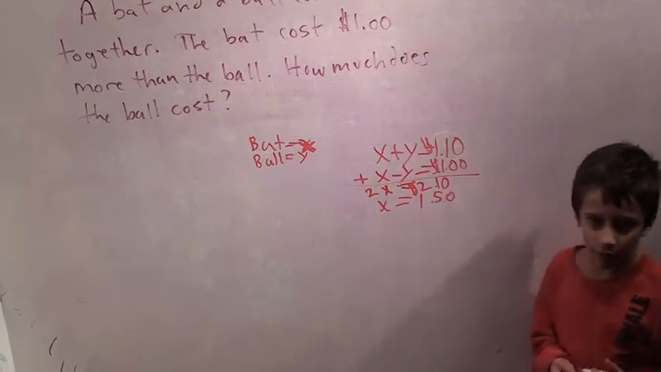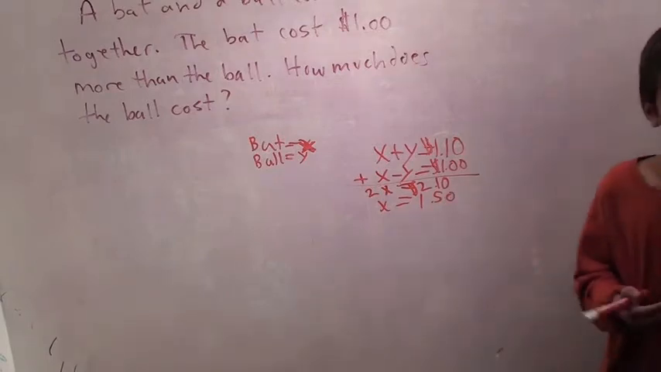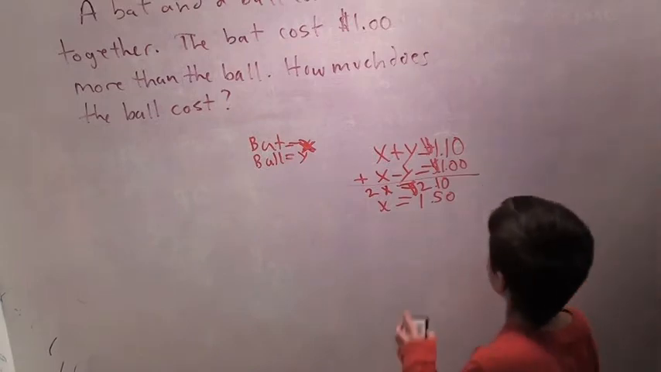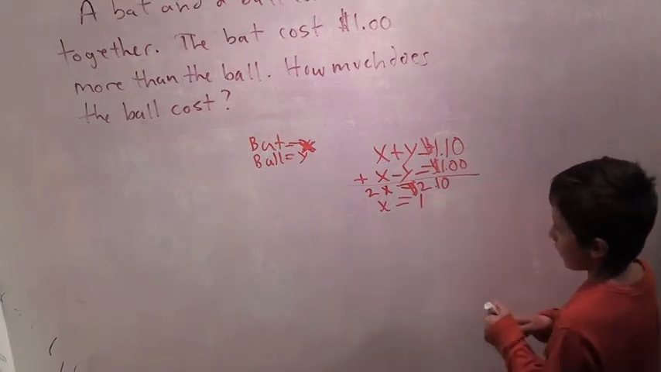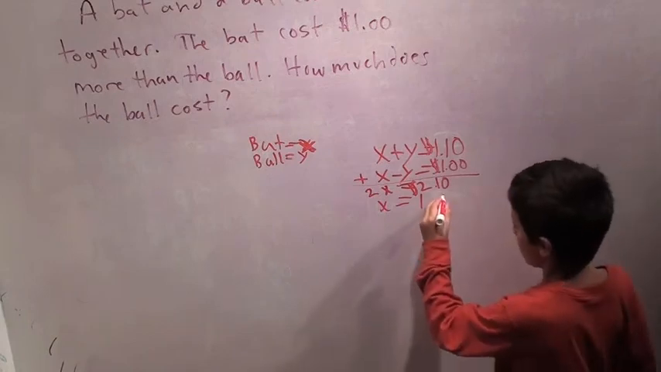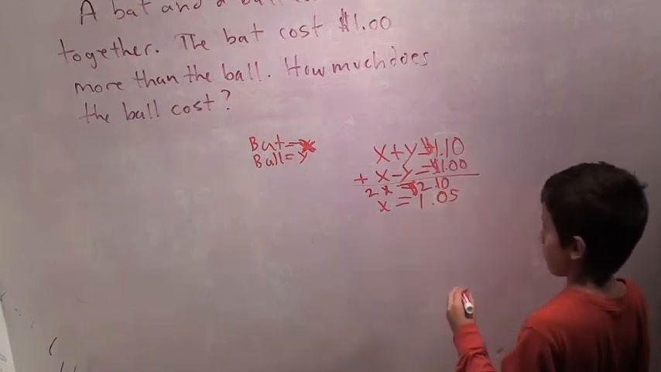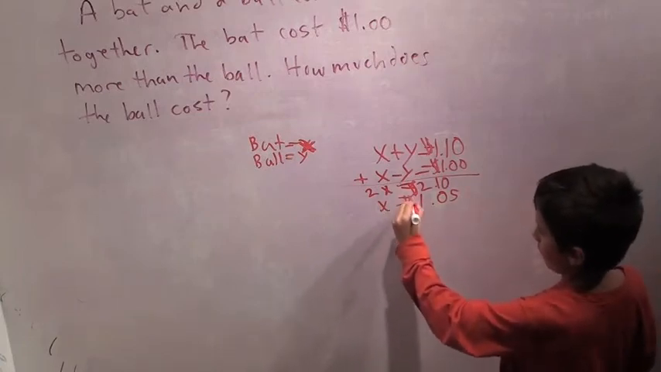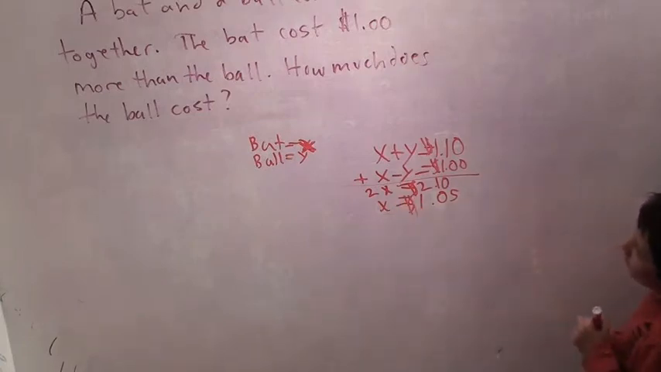Then you wrote it wrong. Whoa! X equals what? X equals $1.05. Okay, how do you write $1.05? 105, very good. Now we can apply this to our equations.